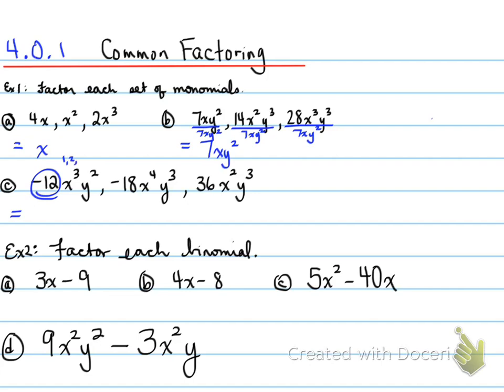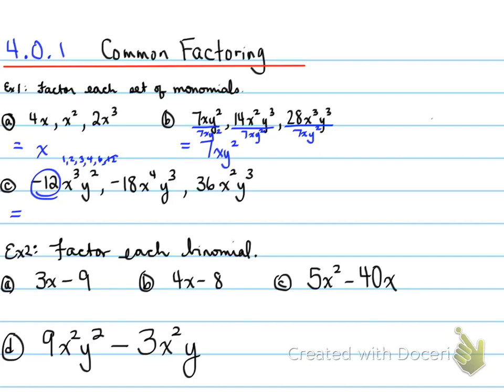I can take out a 2. I can take out a 3. I can take out a 4. I can take out a 6. And I can take out 12. So look at the factors of the smallest number and see which of these will go into all of these. Now, I know 1 will go into all of these, so we can cross the 1 out.